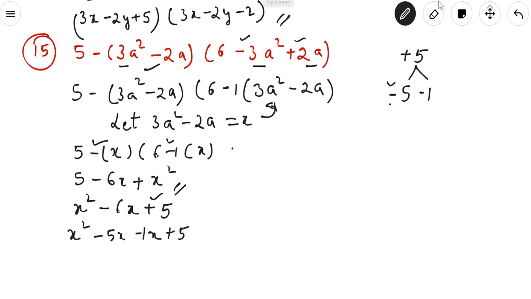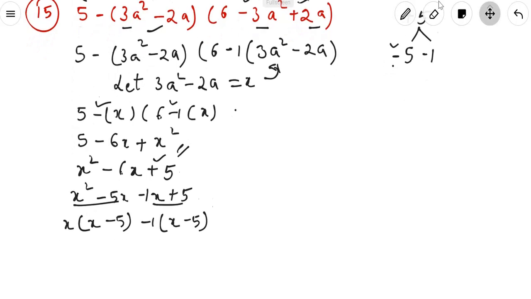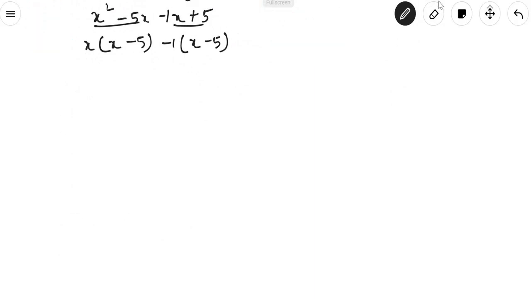Okay, so now if I do this grouping, this and this, if I take x outside, this is x minus 5. Minus 1, if I take outside, this becomes x minus 5. So what are the two factors we are going to get here? The two factors are x minus 5, and one more value is x minus 1. Now what we have to do? We have to substitute back what we have taken: x is equal to 3a square minus 2a. Now this one I'm going to substitute in this equation.